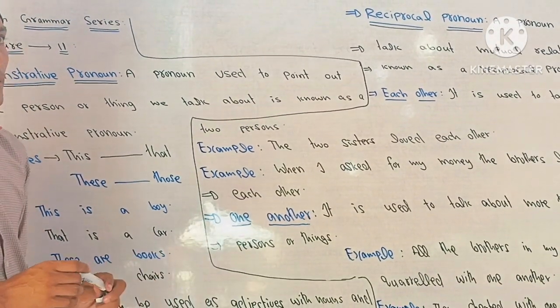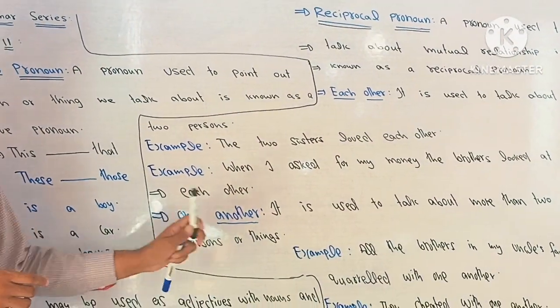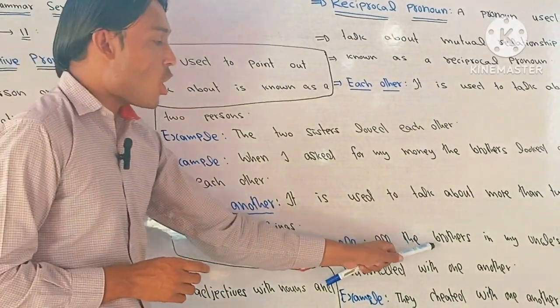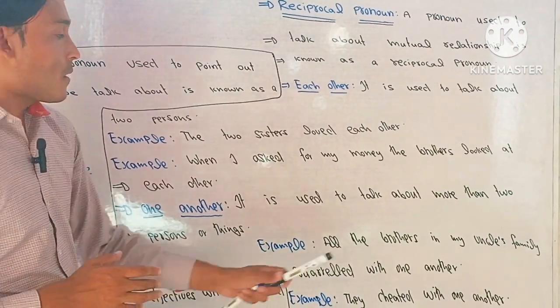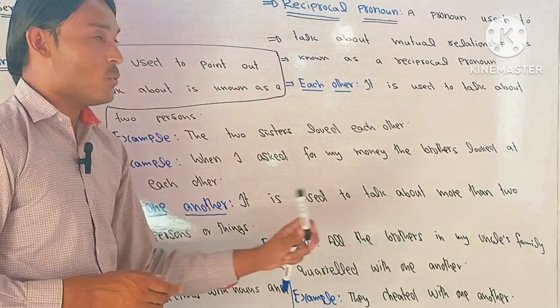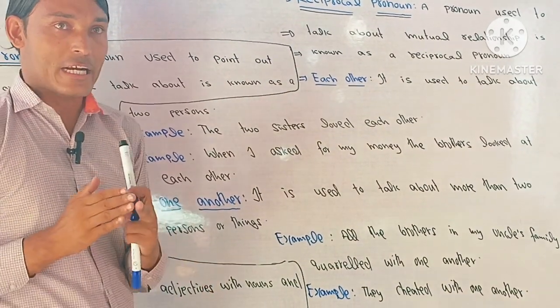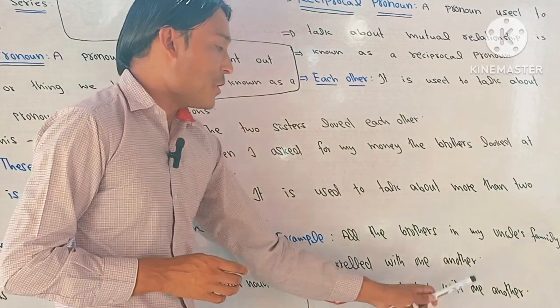Next one, one another. It is used to talk about more than two persons or things. Example: all the brothers. Here all refers to all the brothers. And my uncle's family quarreled with one another. So here it refers to all. Next example, they cheated one another.